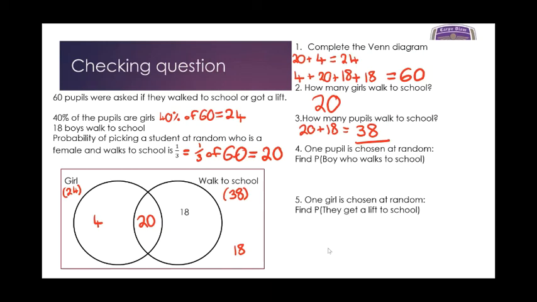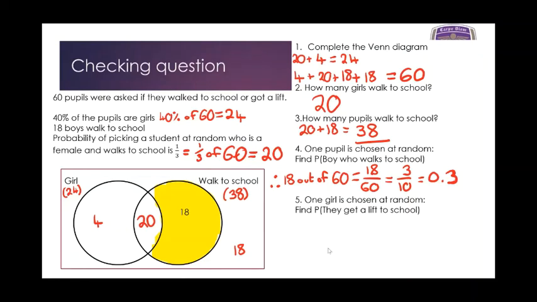Now, if a pupil is chosen at random, what is the probability they are a boy who walks to school? Well, first of all, we need to think about what part of this Venn diagram we are looking at. We know the two circles are girls and walk to school. Therefore, if it's not in the girl circle, they have to be a boy. So we're looking for a boy who walks to school, someone outside of the girl circle, but in the walk to school circle. And that is this area here, number 18. So if we've got 18 boys who walk to school and there's 60 in total, turn it into a fraction, solve the fraction, 0.3. Job done.